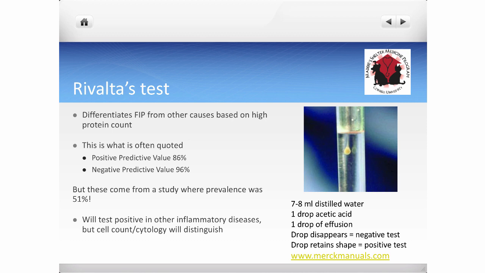The truth is that although it should differentiate FIP from other causes based on the protein count, the positive predictive values and negative predictive values that are reported for that test were done in a laboratory setting where half the cats had FIP. And generally speaking, half of our cats don't necessarily have FIP when we are testing them. It can be useful for sure, but if I've done my fluid analysis and I'm looking at my clinical impression and my signalment, I don't necessarily need a Rivalta's test to do that. And it will actually come up positive for some of the differentials as well. So whether it's truly picking out that FIP from the others, I don't find it that practical for me.